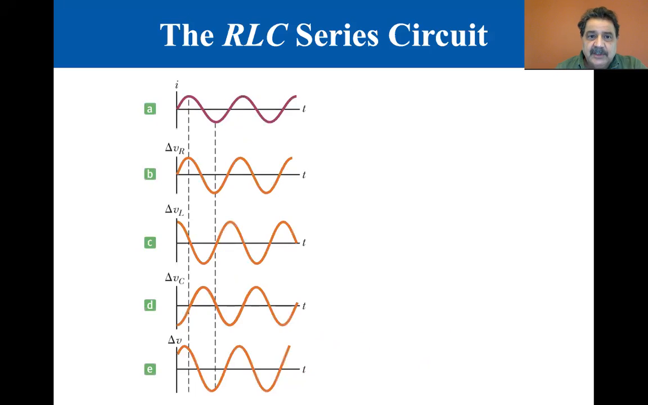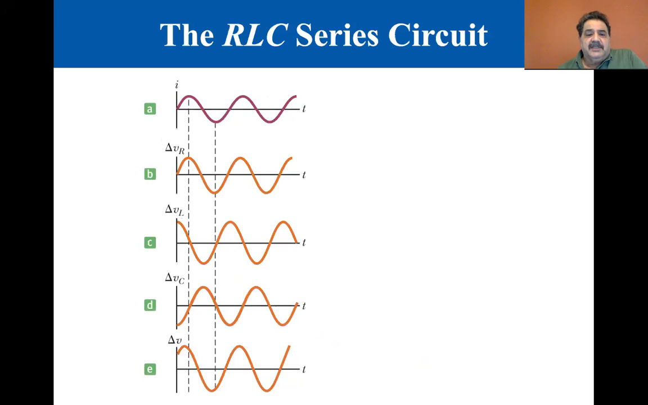And this is what it's going to look like. Here's your one current. It's the same current for all, but the delta VR, you can see it's in phase, where when the current peaks, the voltage across the resistor peaks. But let's look at the inductor. The inductor leads the current. The voltage of the inductor leads the current.